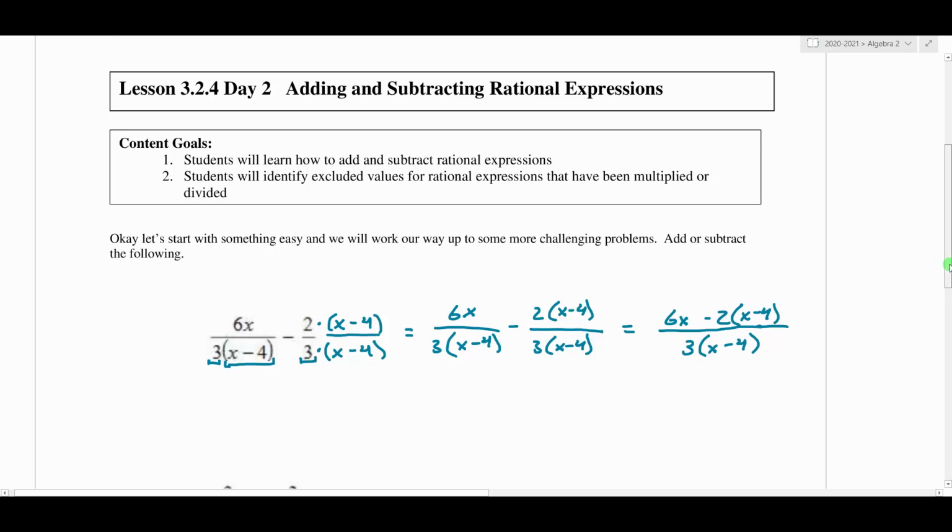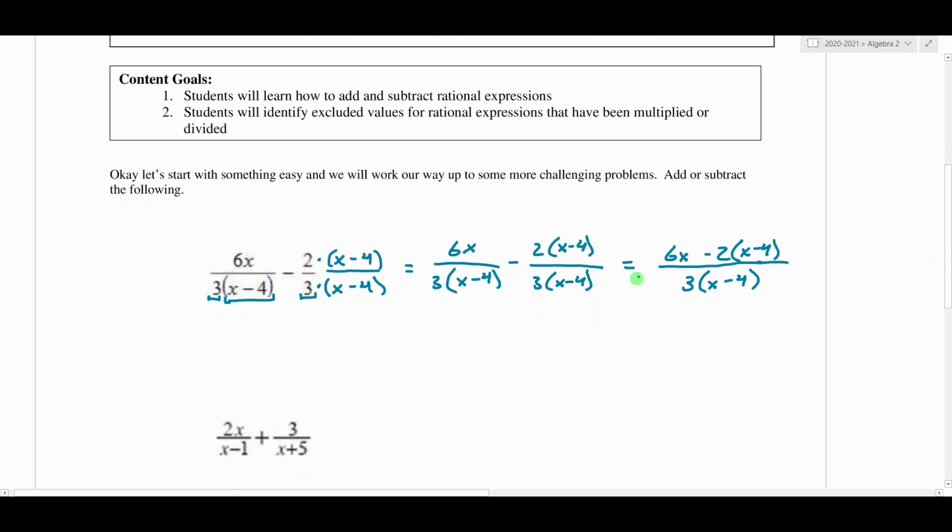Now at this point we can do a little bit of simplifying. I'm going to work down and just do some simplifying in the top. Don't worry about the bottom. Here in the top I see a parenthesis, so I can distribute this negative 2 to each term inside of the parentheses. So we get 6x minus 2x, because negative 2 times x is negative 2x, and then negative 2 times negative 4 is positive 8. And this is all still over 3 times x minus 4.